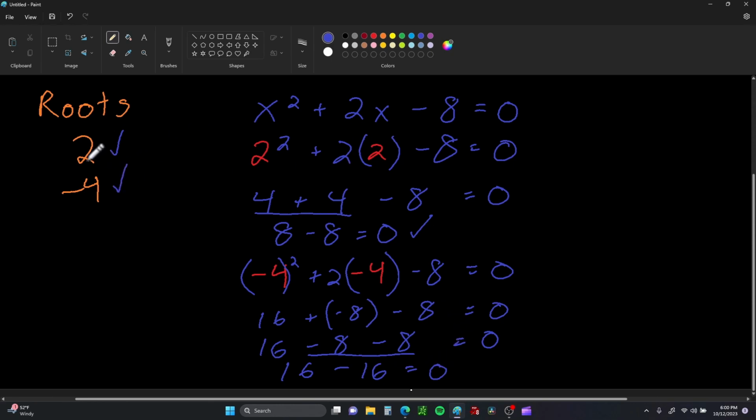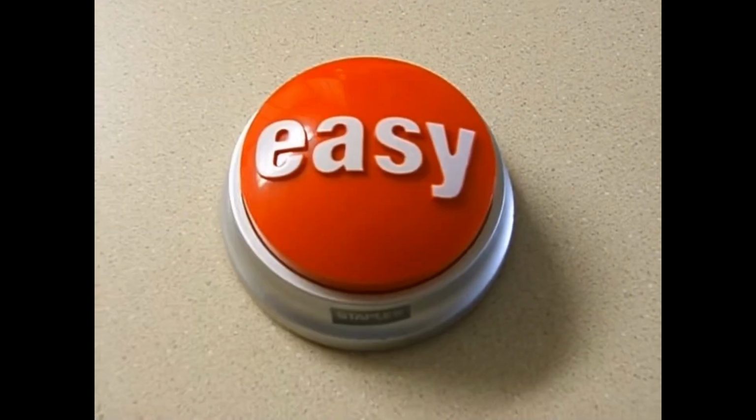The roots of the equation are simply the values you would plug in for x that would make this equation, in fact, equal to 0. That was easy.